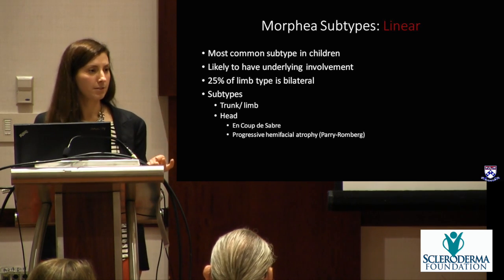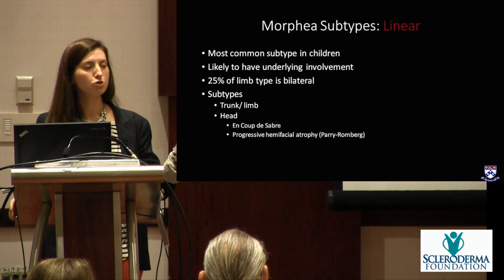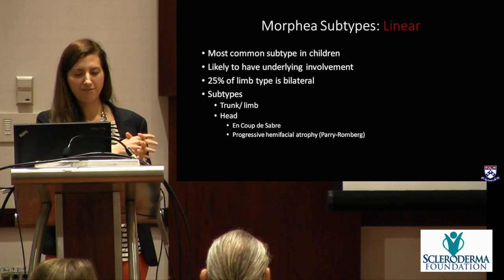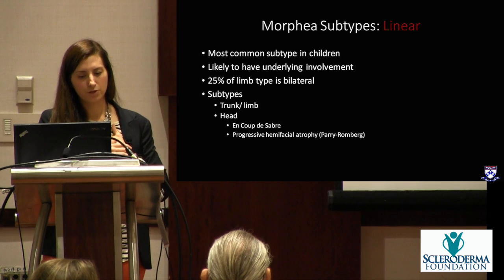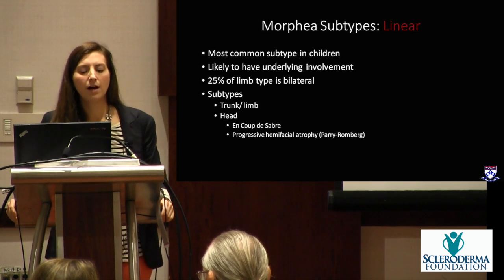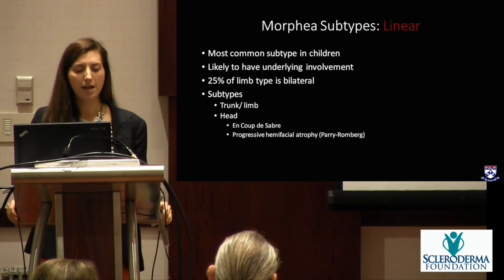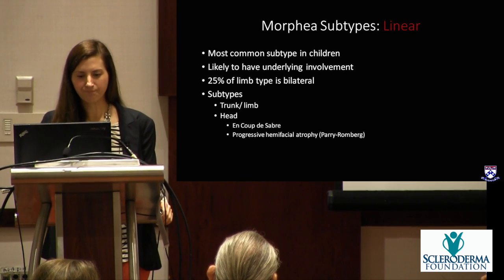So we categorize two types: trunk and limb, meaning a long, almost trough-like effect on either the trunk or arms or legs, and head type. We talked a little bit about en coup de sabre on the scalp or the head, and progressive hemifacial atrophy.